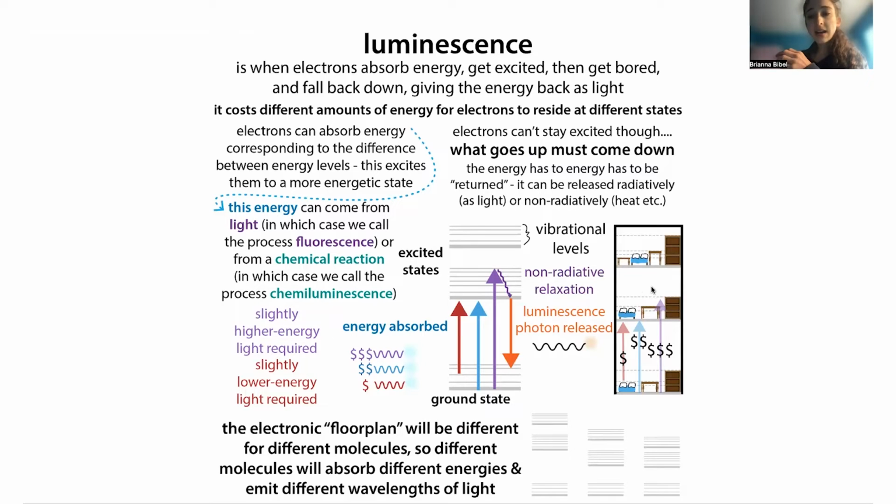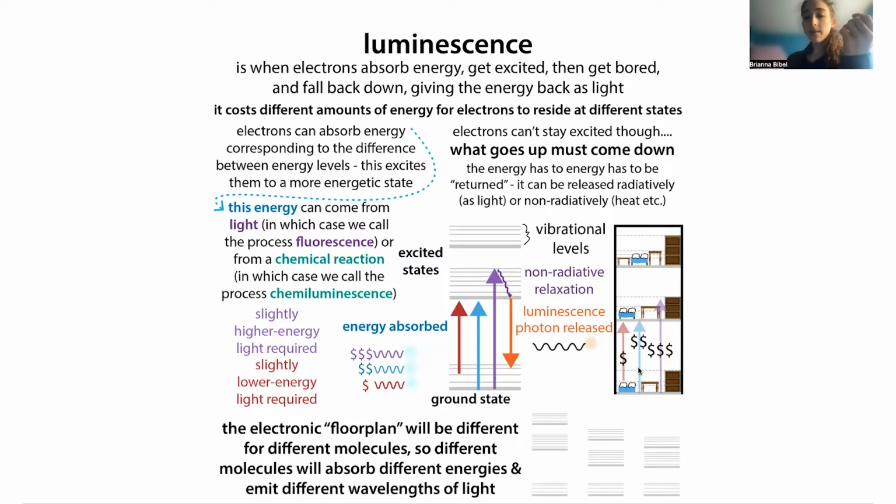And so I like to think of it kind of like an electronic floor plan, like an apartment. We call this a Jablonski diagram, but basically there are different energy states that an electron can have, and it can't live in between those states. So it can go from one floor to the next, from one energy level to another, like from a ground state to an excited state, but it can't hang out in between.